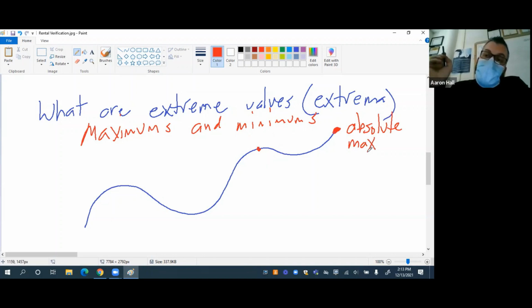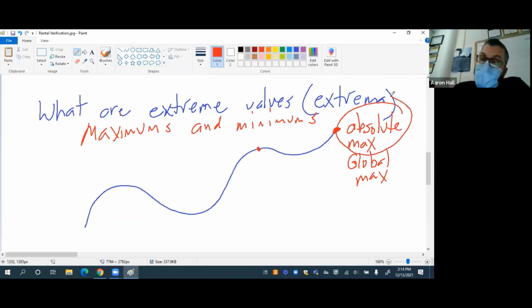We could also call it a global maximum. Now, I'd love to say that one is used more often than another, but they're not. I've seen both of these equally used on an AP test. An absolute maximum and a global maximum are the same thing. It means they are the most maximum.